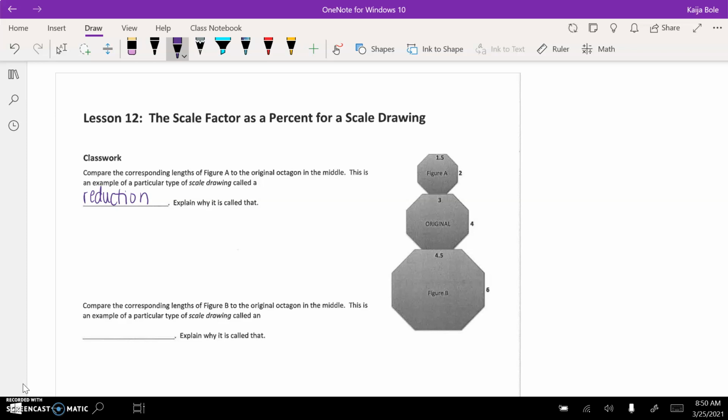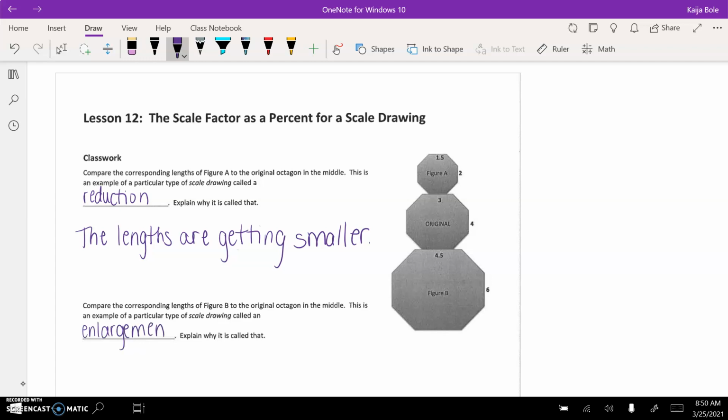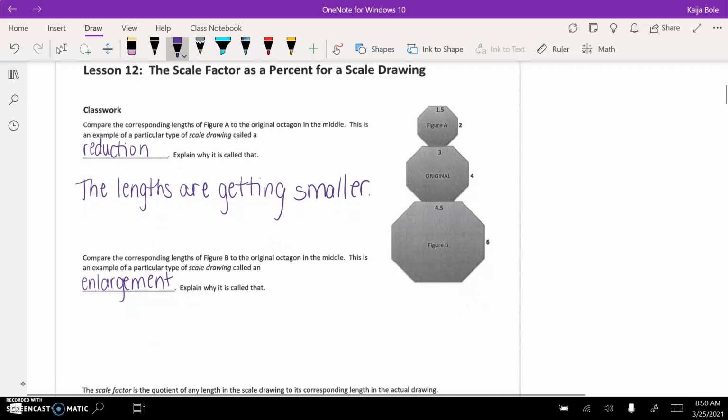Explain why it is called that. Well, the lengths are getting smaller. Now the next one says compare the corresponding lengths of figure B to the original octagon in the middle. So that's the one below. This is an example of a particular type of scale drawing called an enlargement. Explain why that is. Well, the lengths are getting bigger.